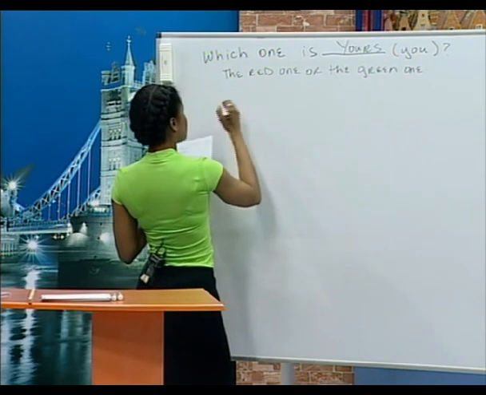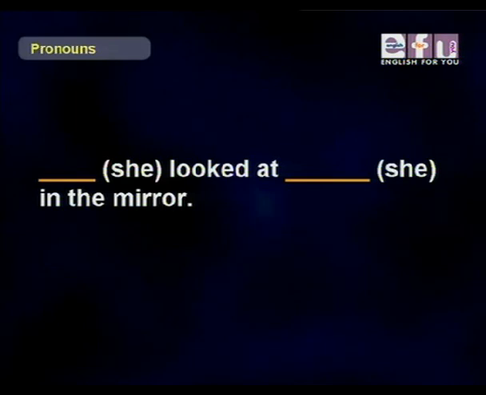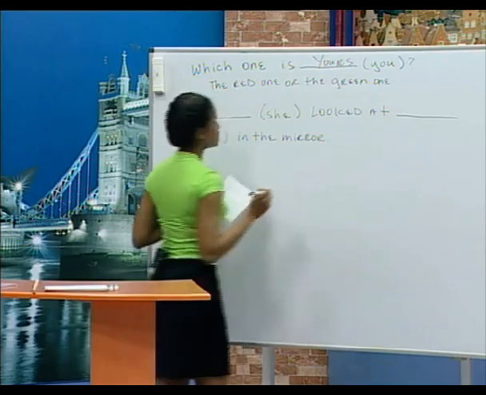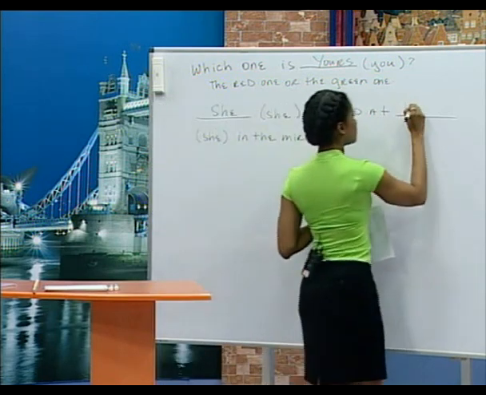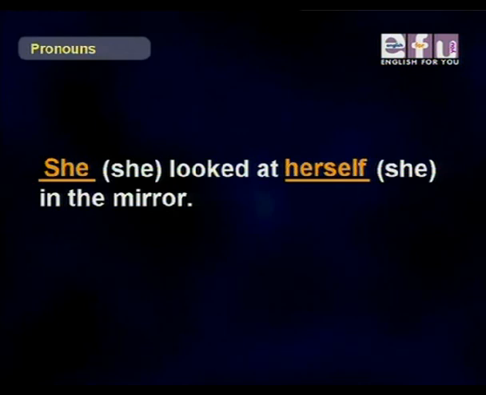Okay, let's see Sylvia's sentence. Your clue is she, looked at. Second clue is she, in the mirror. Sylvia: She looked at herself in the mirror. Okay, good. She looked at herself in the mirror.